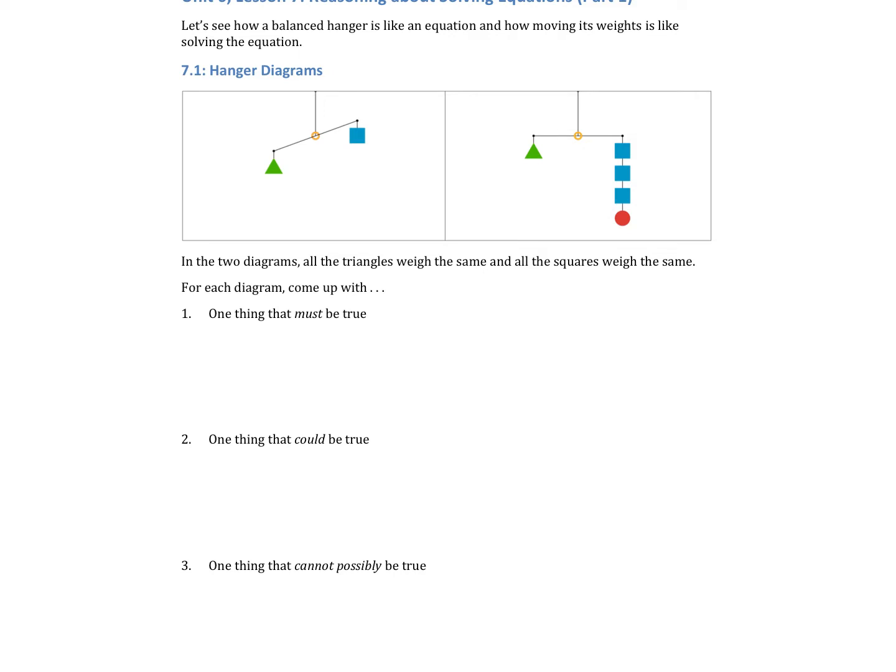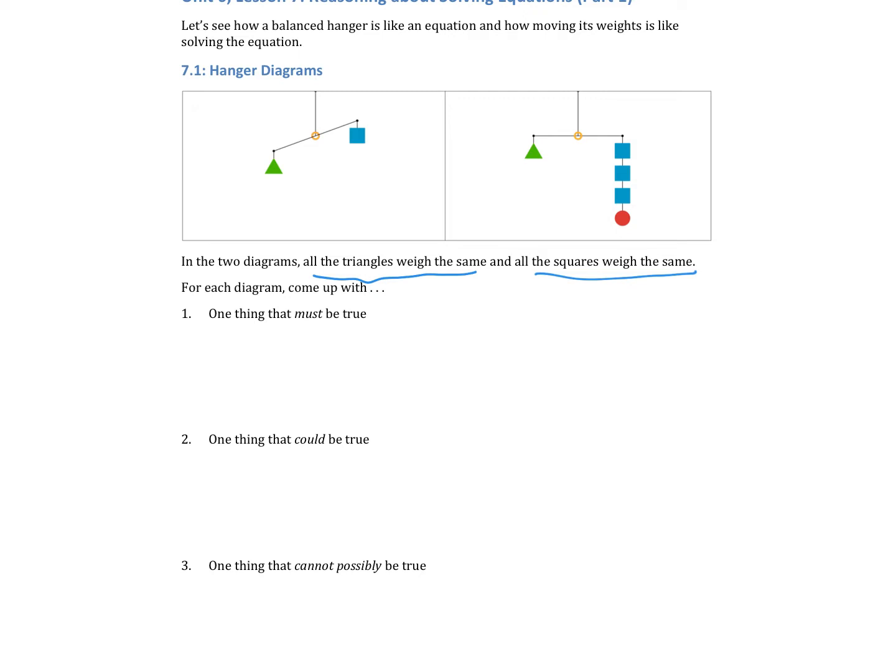Now, in the situation, we say all the triangles weigh the same and all the squares weigh the same. For each diagram, you must come up with one thing that must be true, one thing that could be true, and one thing that cannot possibly be true. So go ahead, pause the video, and answer those three questions.